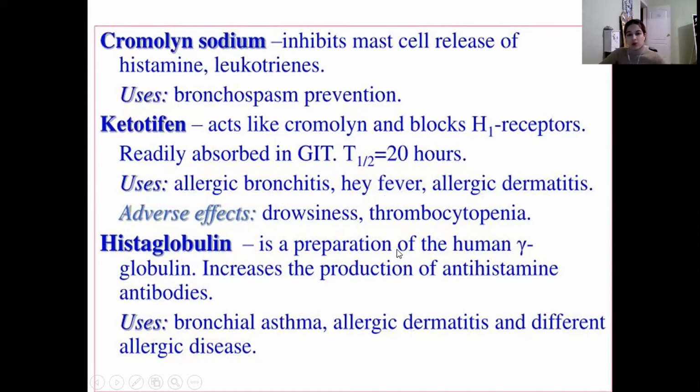Histoglobulin is a preparation of human gamma globulin that increases the production of antihistamine antibodies. Well, this drug, I have never seen it in practice actually, but it directly binds histamine, because the globulin is like an antibody.